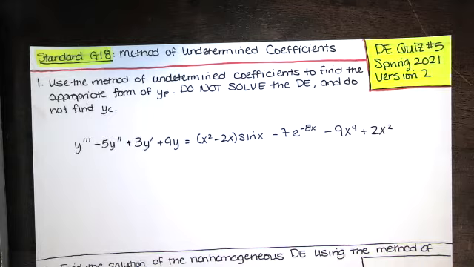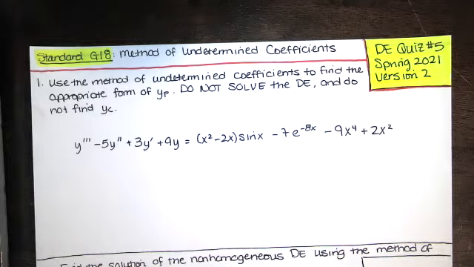For the first problem, we're just asked to find the form of y sub p, and then the second problem we actually solve it. So let's read this problem statement and do it together. It says, use the method of undetermined coefficients to find the appropriate form of y sub p. Do not solve the differential equation and do not find y sub c.